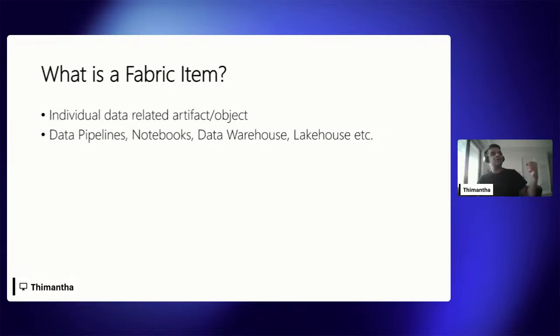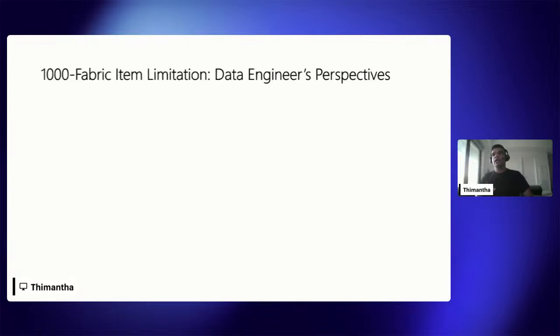Now, what does that mean for us? From a data engineer's perspective, a data engineer should have an approach to strategically handle this 1,000 item Fabric limitation, because if not, as time goes by, there will definitely be significant growth in the Fabric items, and you are definitely going to hit the limitation.